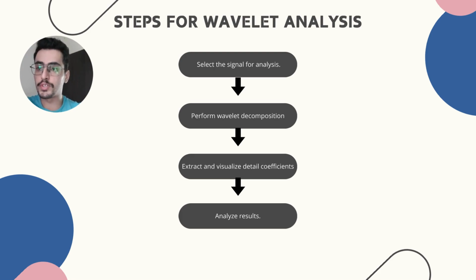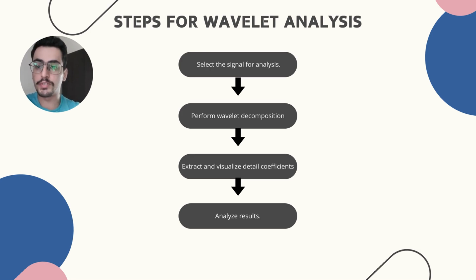A sampling frequency was selected to ensure accuracy. Next, the wavelet decomposition was carried out using the DB4 wavelet analysis, which is widely used for biomedical signals due to its ability to capture subtle signal details. The signal was decomposed into 5 levels, enabling the study of frequency components at multiple resolutions.